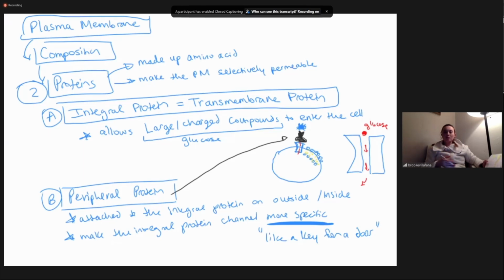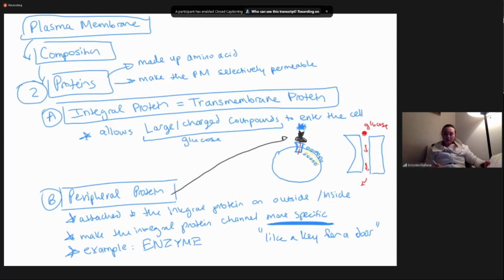Again, an integral protein will allow any large or charged compound to get into the cell, but if we add a peripheral protein, it makes the channel more specific. So the example in your body of a peripheral protein, this is the most common type, is an enzyme. So an enzyme is your key example. So enzymes make the cell more specific so that only certain things can get into and go out of the cell.